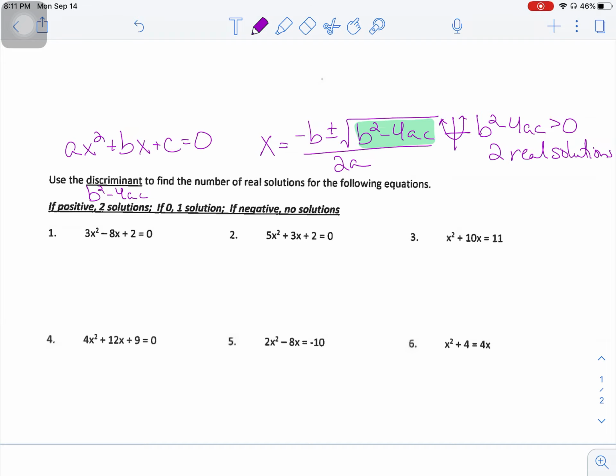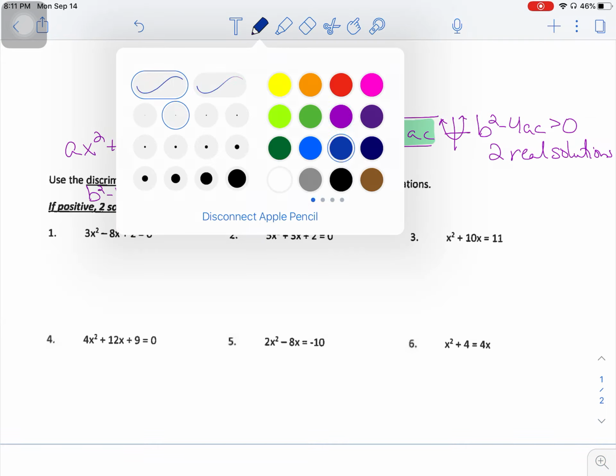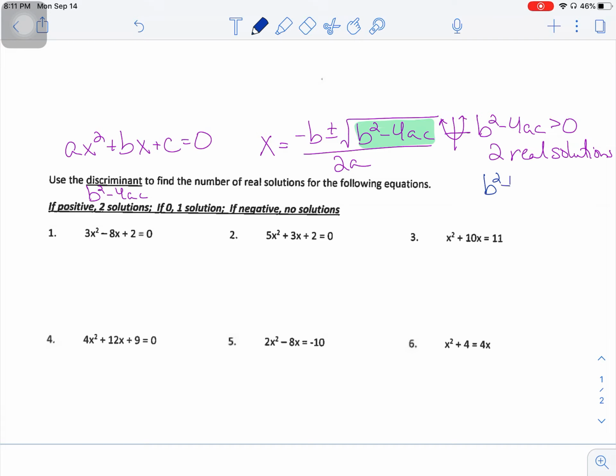Another option, you could have b squared minus 4ac is equal to 0. Well, if we have equal to 0 here, I can take the square root of 0. It's 0. And whatever this value is here for the opposite of b, if I add 0 to it, I'm still going to get the opposite of b. And if I subtract 0 from it, still going to get the opposite of b. So instead of having two answers with that plus minus, what you actually end up with is one real solution.